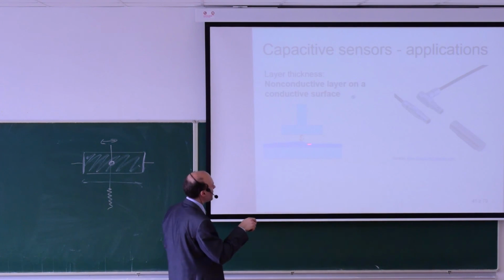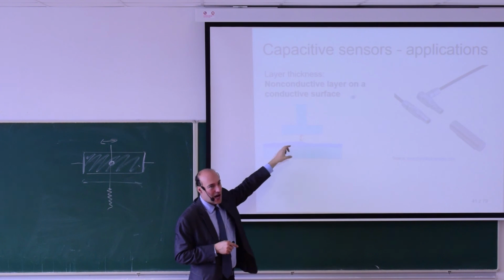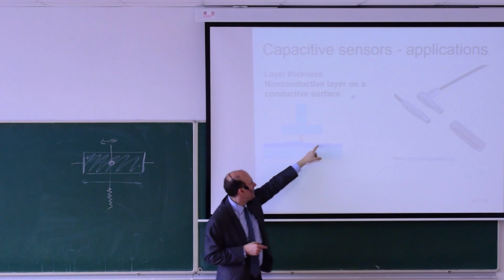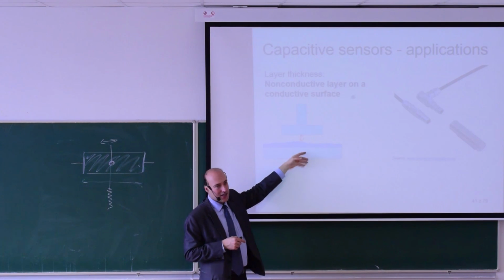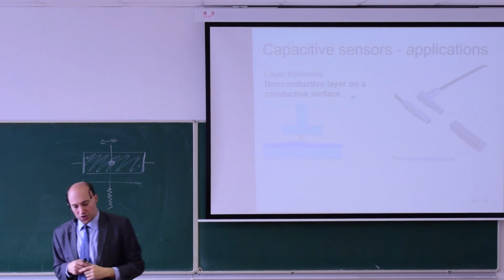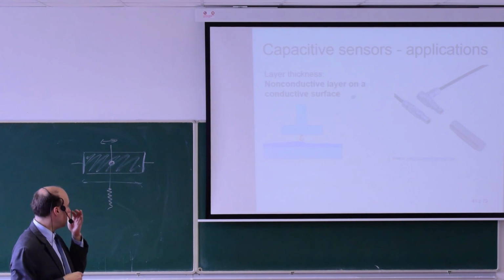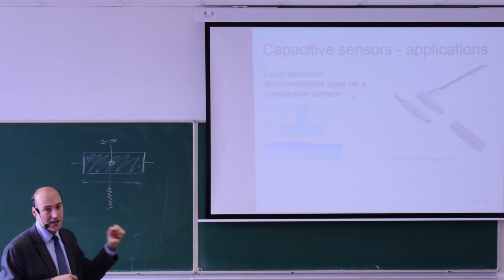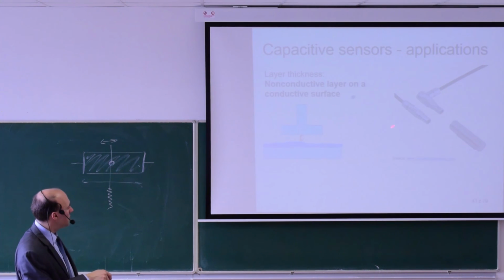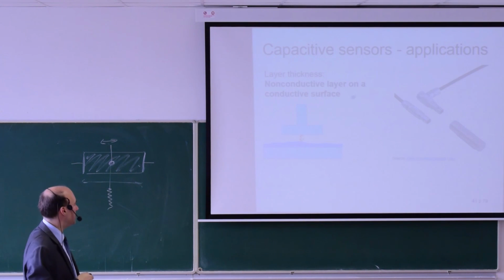So what you measure here basically is again capacity. If this is thicker, I will have larger capacity than in this position, and here I will have smaller capacity. And the pictures on the right are sensors for this application. So they measure non-conductive layer thickness on conductive substrate. So this is the electrode itself, and the other electrode is the material where you have this paint layer.